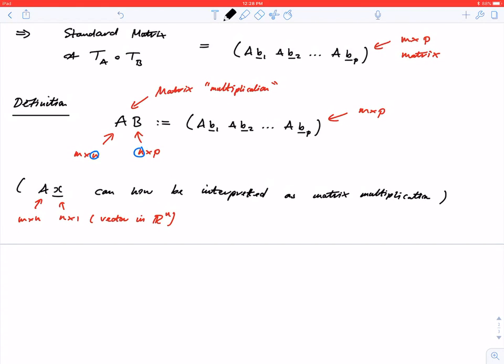So the key takeaway, as always, many key takeaways, the key fact: matrix multiplication is composition of linear transformations. They're the same thing. I've deliberately designed matrix multiplication to be the composition of linear transformations.